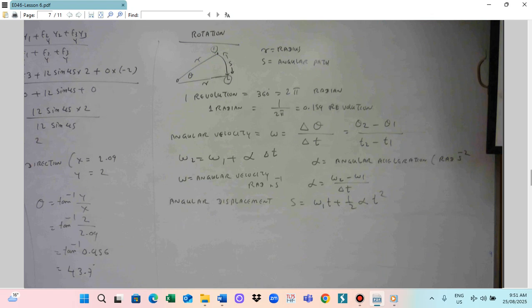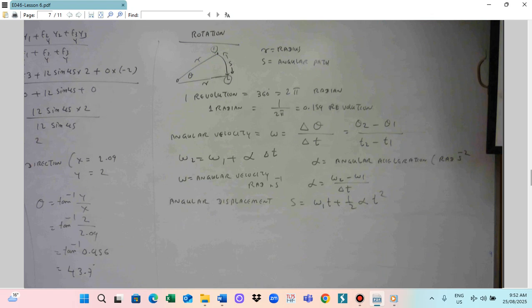So in this case, every one revolution is 2 pi radians. One revolution is 360 degrees, so this is 2 pi radians. Therefore, 1 radian is 1 divided by 2 pi. So that is 0.159 revolution. So 1 radian is about 0.159 revolution.